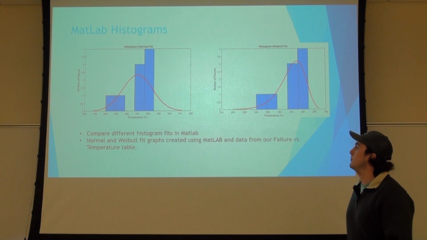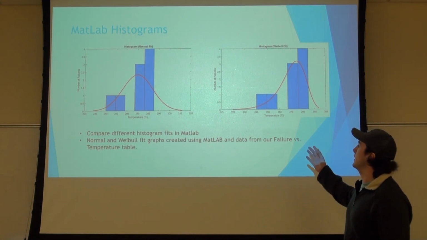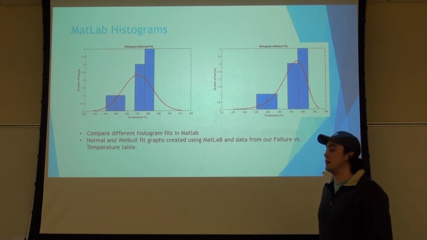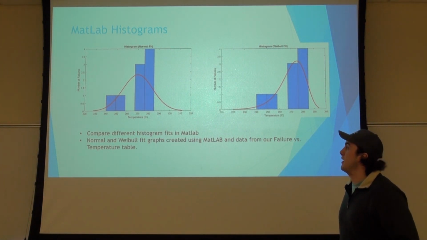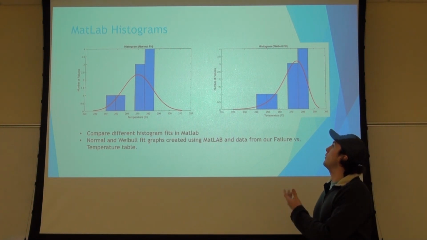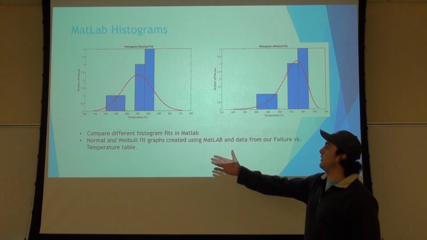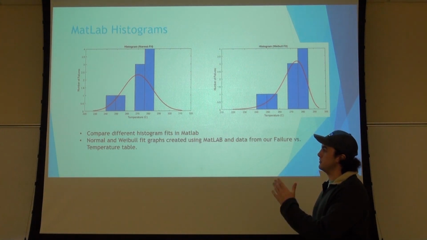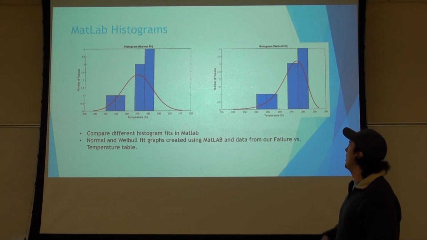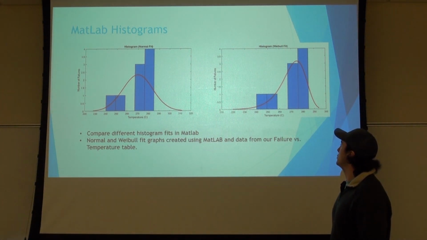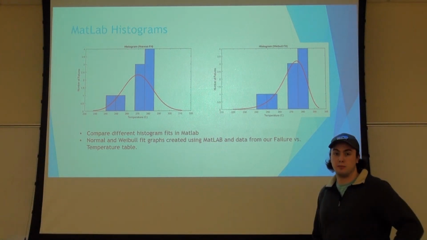Using our data in MATLAB, we made different histograms, with temperature on the x-axis and number of failures on the y-axis. We tried every fit in MATLAB and found that the Weibull was the best one, but we'd like to compare the two. So on the left, we've got the normal fit, which we saw the line wasn't very accurate or significant enough. And on the right, we have our Weibull, which we thought was a good indicator to try to find probabilities.